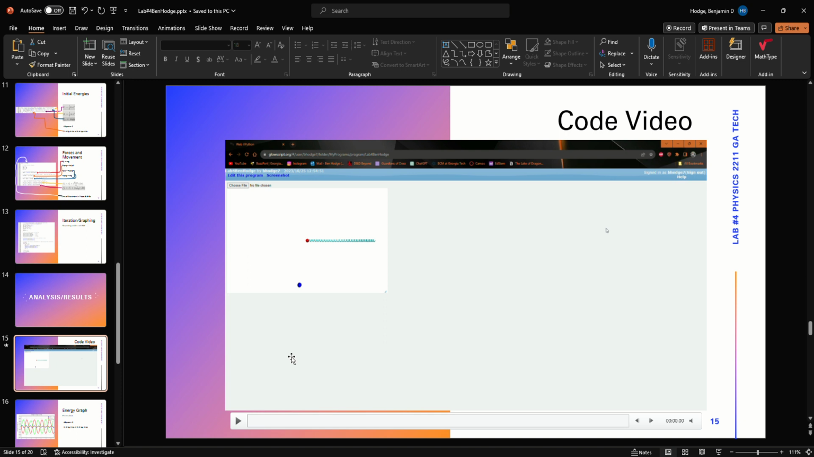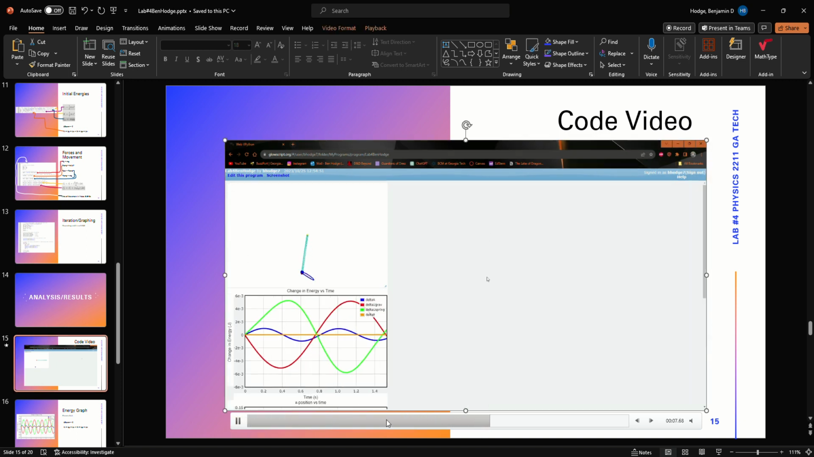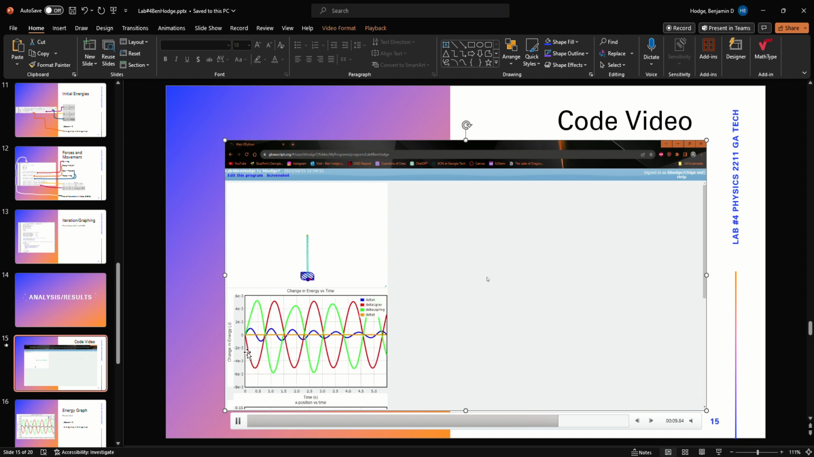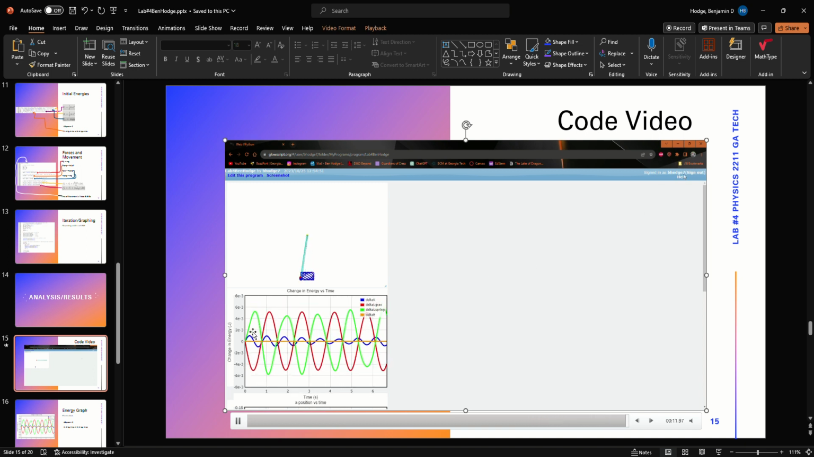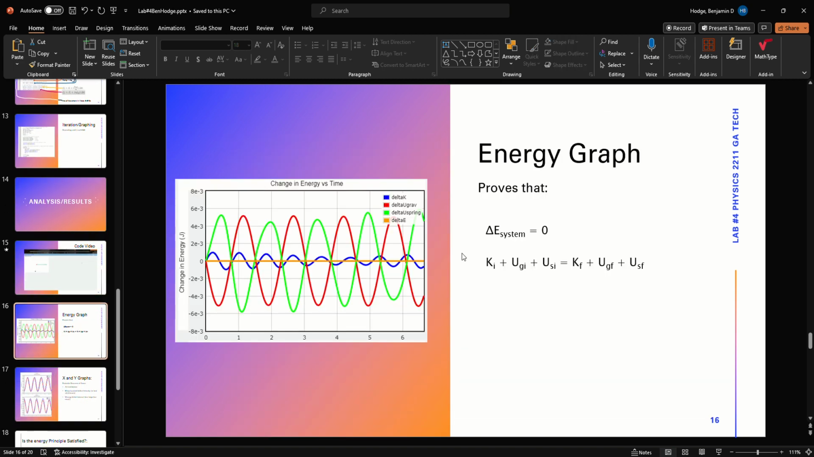And that graph can be seen in this video right here. As you can see, you have your oscillating gravitational potential and spring potential energy, and then a bit of kinetic in there as well, which we'll explain in a second. So this graph proves that the delta E in the system is equivalent to 0, since the positives and negatives are canceling out exactly, leaving a delta E of 0 as represented by that orange line. And it represents that equation.